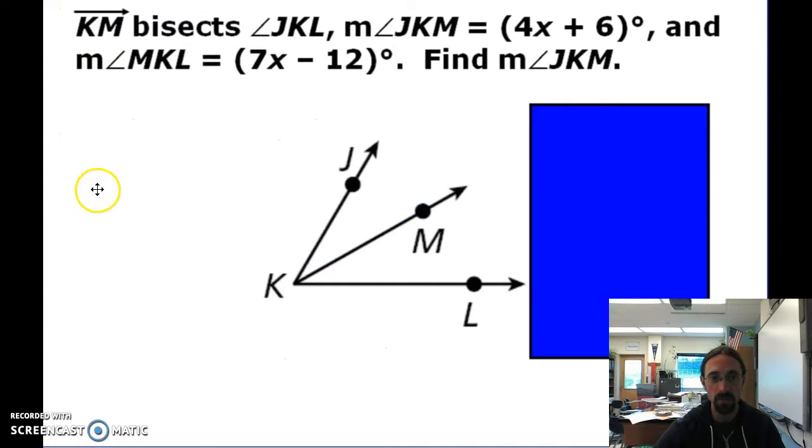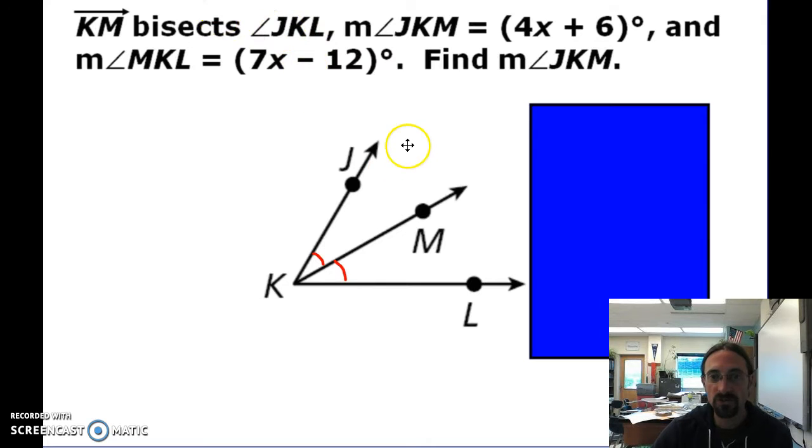So when you have a problem like this, it says ray KM bisects JKL, okay? That means this is congruent. Let's just mark that. That way we know right off the bat, hey, this angle here is congruent to this angle here. And notice I didn't just put a line straight across the two, I used an arc mark. That way I'm separating that. It kind of makes it clear. I know these two angles are the same.